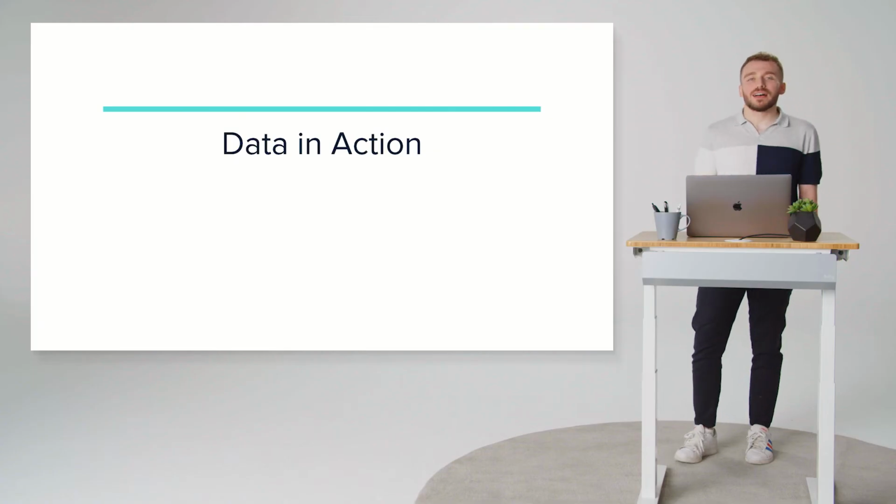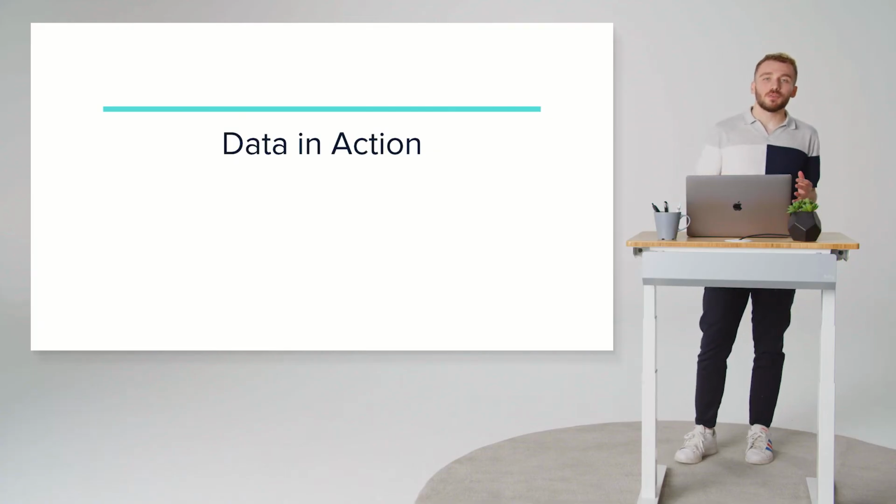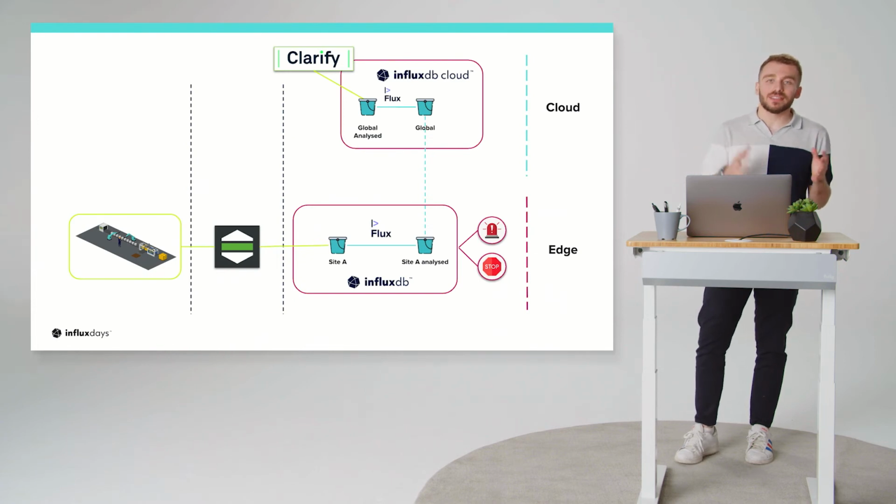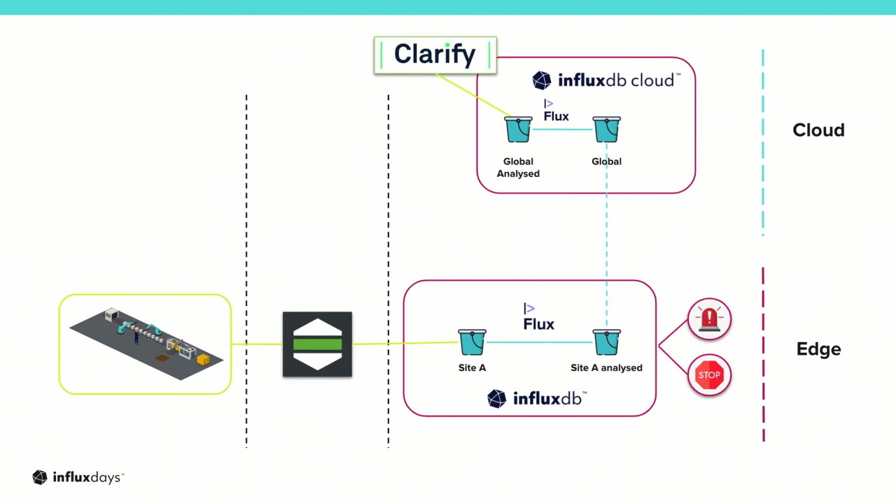So we have reached our last milestone, data in action. And I thought there was no better way to show data in action than with a demo. So taking our last diagram, here is our demo that we're going to be doing today. We're going to be collecting data from Kepware, storing that raw data within our InfluxDB Edge instance, replicating that data to InfluxDB Cloud, where we're going to be using some of the Flux queries that we used earlier to derive new meaning from our data, and then we're going to be offloading it to a visualization tool called Clarify. But more on that when we get to the demo. So let's swap over to the demo now.